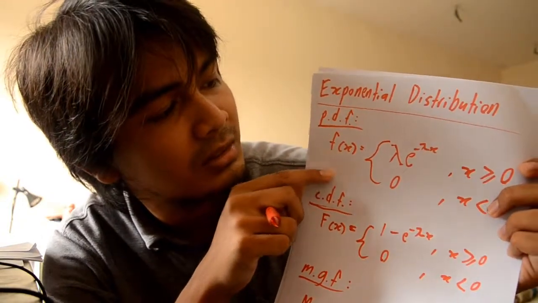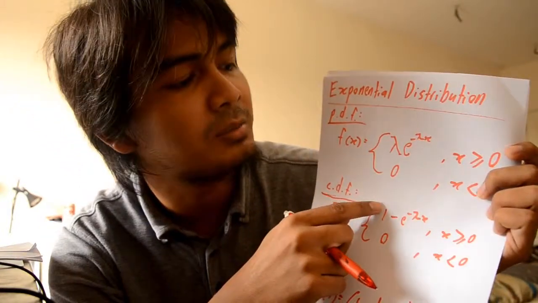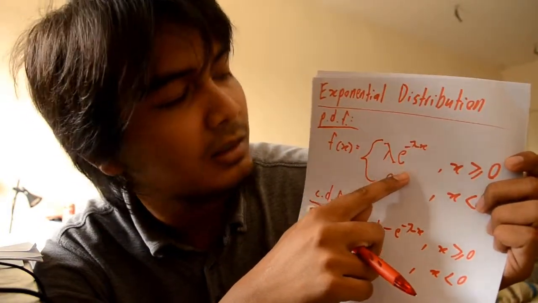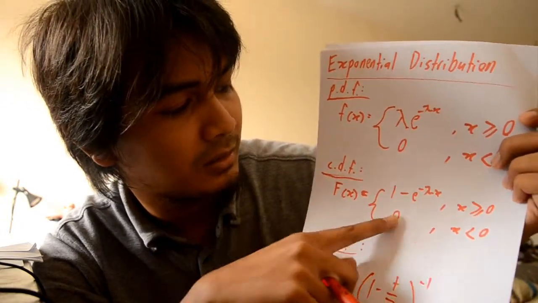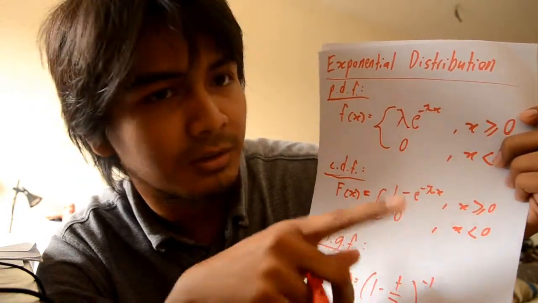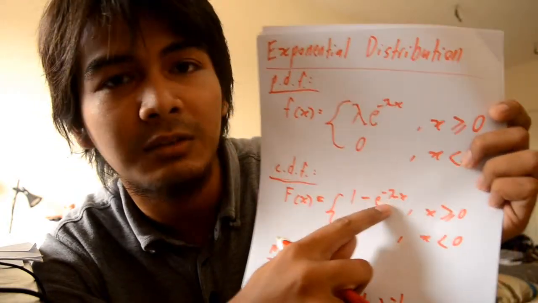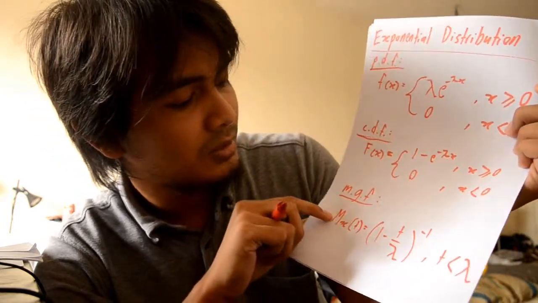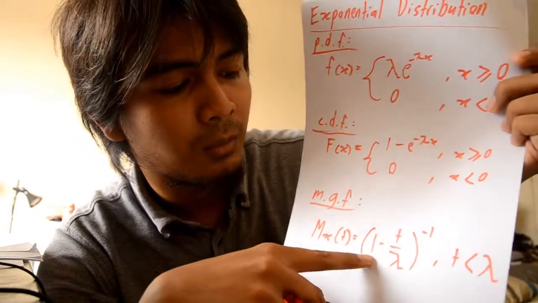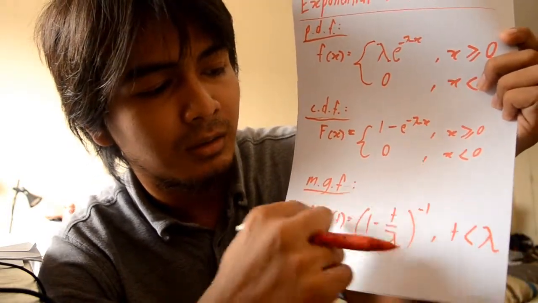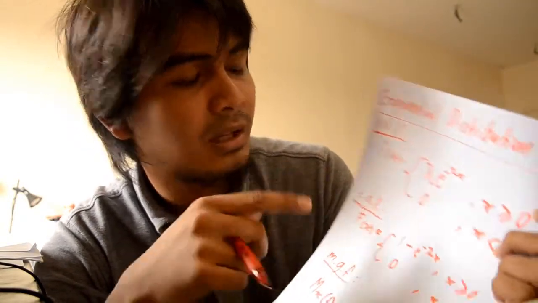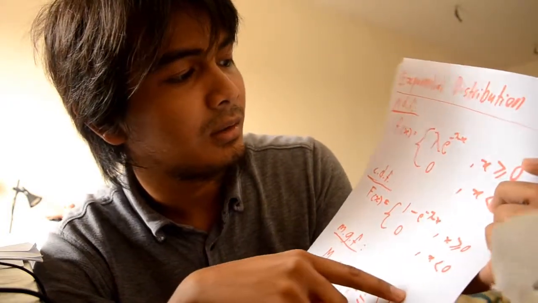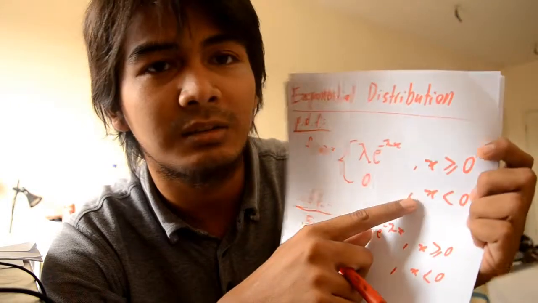For the probability density function of the exponential distribution is lambda e to the power of negative lambda x, and for the cumulative density function is 1 minus e to the power of negative lambda x, and the moment generating function is (1 minus t over lambda) to the power of negative 1. The PDF and CDF are only for x greater than 0.